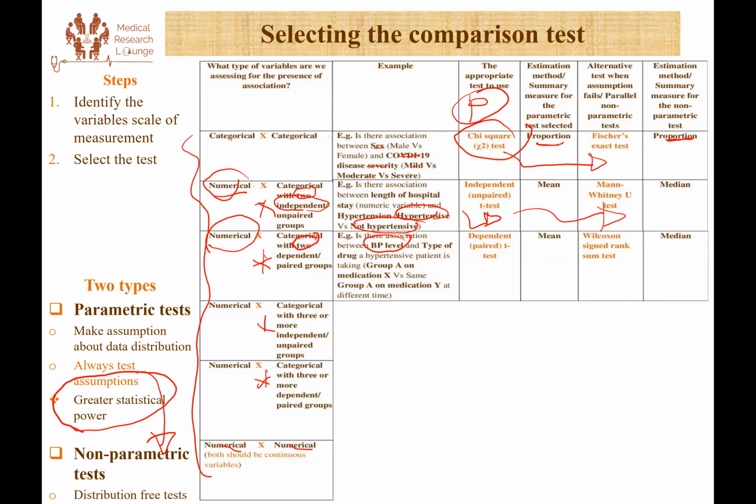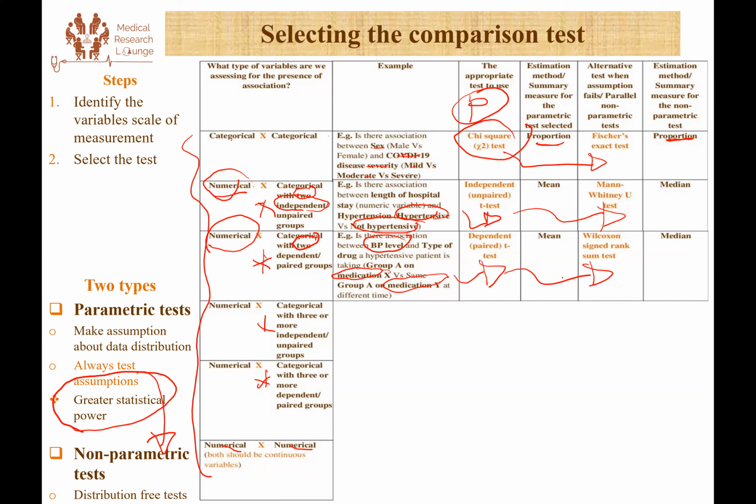So we have one group taking medication A at one point in time and taking medication Y at a different point in time. Since these two responses are from the same group of patients, it's paired data with two responses. So in this case, our choice of parametric test is a dependent or paired t-test. If the assumption of the test fails, we use the Wilcoxon signed rank sum test.